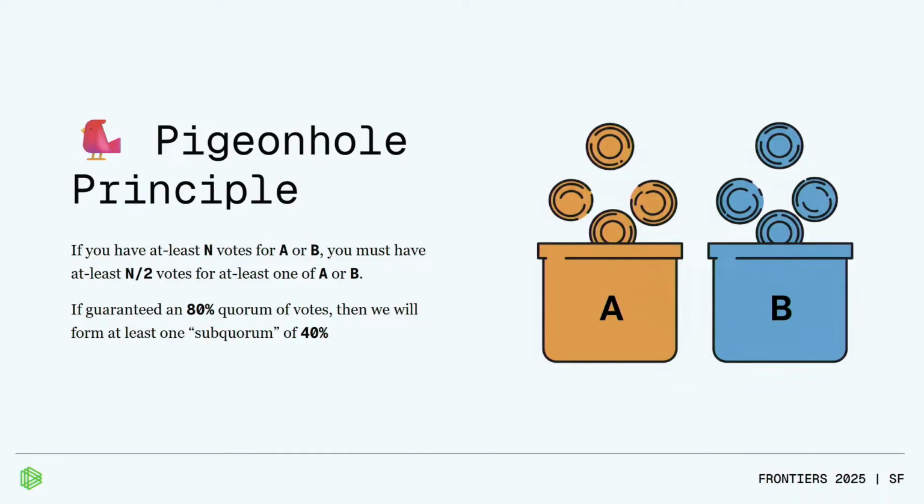If you have three different options, then you can extend it a little bit and say you will have at least 40% of votes for A or for not A. So something that is A or something that is not A.